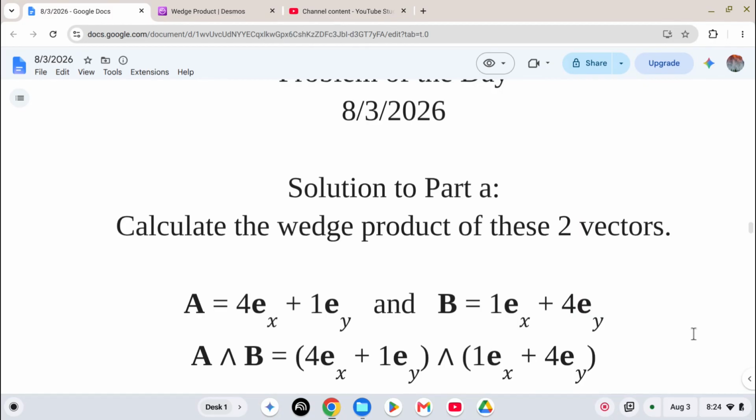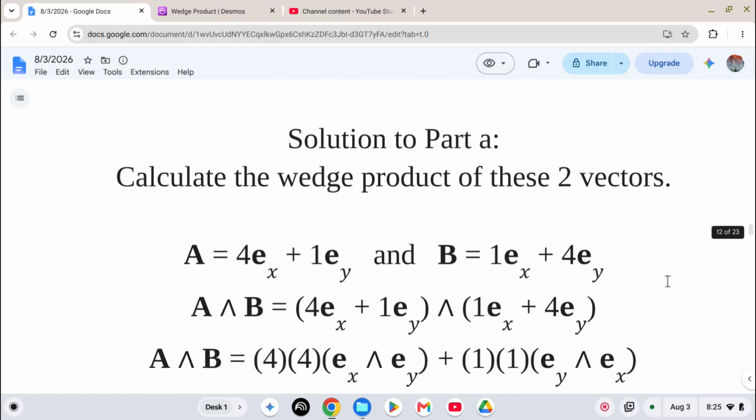Now remember, there are only two rules, and one of the rules was that any vector wedged with itself is equal to 0. So when we FOIL these two things, normally we get four terms. We're only going to get two terms because EX wedge EX is 0 and EY wedge EY is equal to 0. So we only get this: 4 times 4 is EX wedge EY, and 1 times 1 is EY wedge EX.